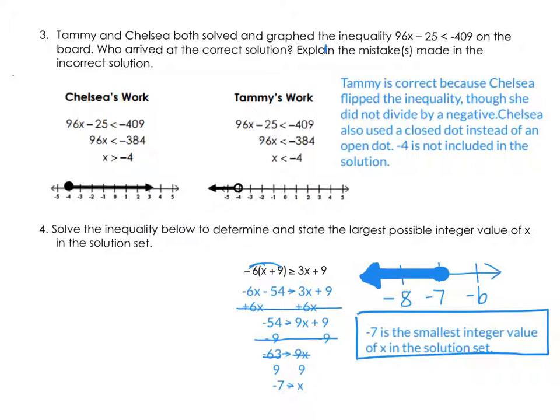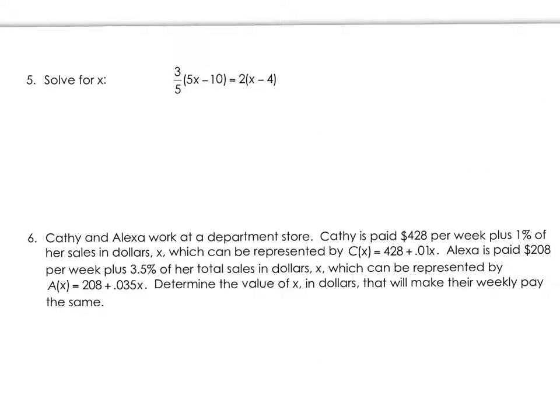Okay, on to the back. Okay, at number 5 here, first thing that I see is I have fractions, and I want to get rid of those fractions. So I'm going to multiply all terms by 5.